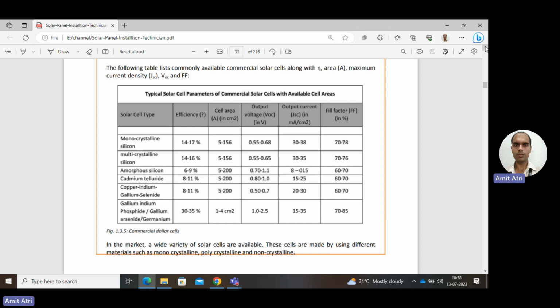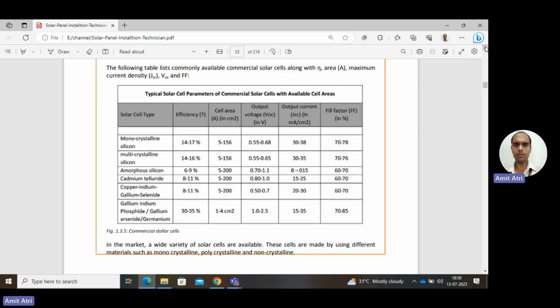Cadmium telluride, efficiency 8 to 11%. Cell area similar to that of amorphous. Output voltage 0.8 to 1. Current 15 to 25 milliampere per centimeter square, and fill factor similar, 60 to 70%. Copper indium gallium selenide, efficiency 8 to 11%. Cell area 5 to 200. Output voltage 0.5 to 0.7. Output current 20 to 30 milliampere per centimeter square, and fill factor 60 to 70%.